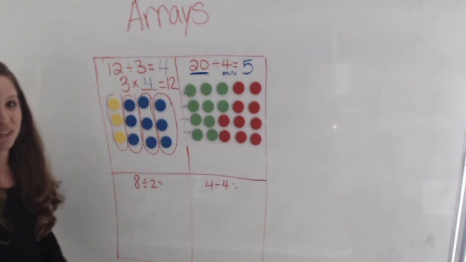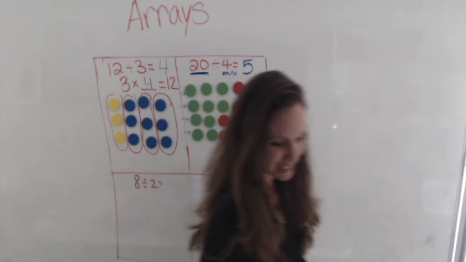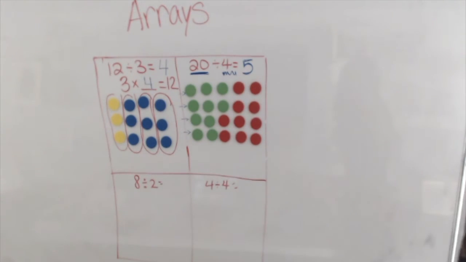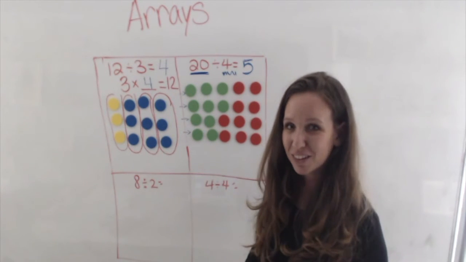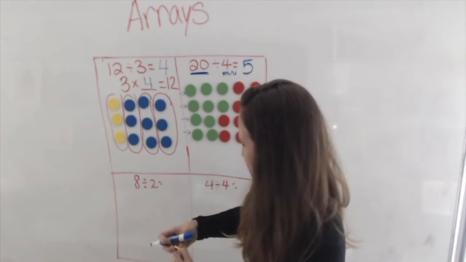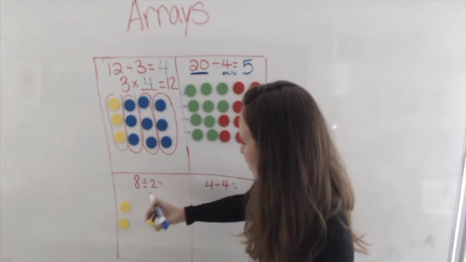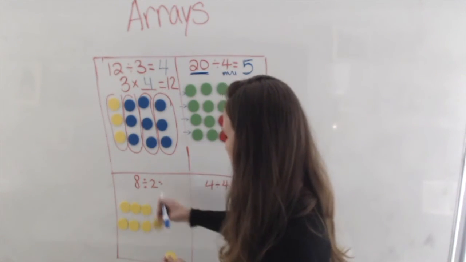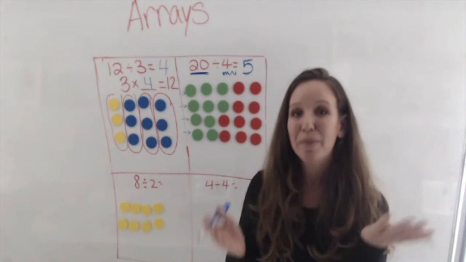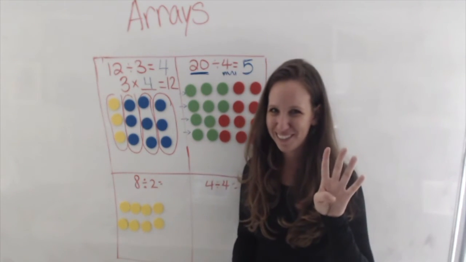8 divided by 2. How many dots do I need to do this problem? Let me move to this side. How many dots do I need to do this problem? If you said 8, you're right. And how many rows am I going to make? 2. 1, 2. And I need to use the rest of the dots. So let's go 1, 2, 1, 2, and 1, 2. How many columns did I make, dividing all my dots equally? 4. 4 was right.